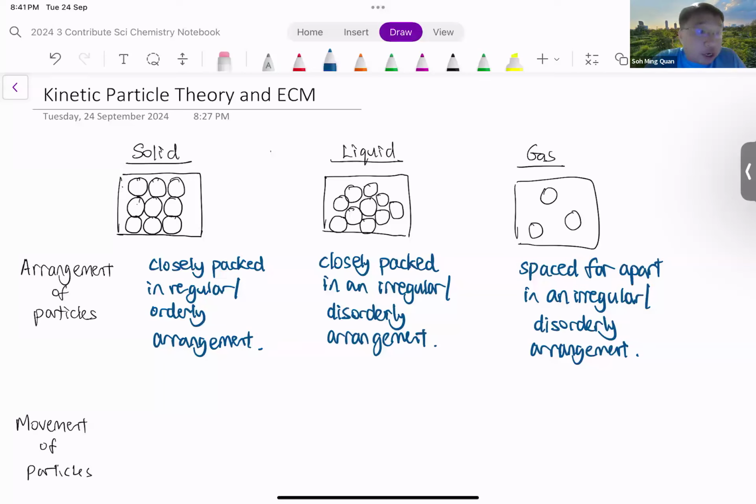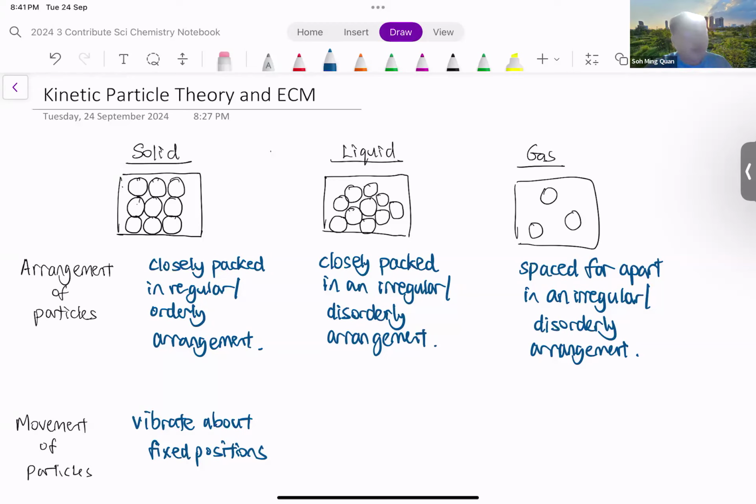Okay, so now that we have dealt with the arrangement of particles, which has to do with packing or spacing, as well as how regular the arrangement is, now let's move on to movement of particles. In a solid, the particles vibrate about fixed positions. What this means is that particles in a solid cannot move freely. They can only be in fixed positions and vibrate about those fixed positions. Okay, so their only movement is actually around their fixed positions.